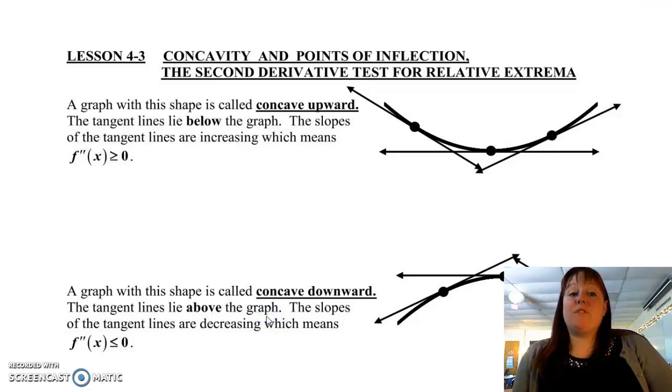All right, so we've learned about the first derivative test and what it can tell us about our function. Now we're going to talk about the second derivative and what the second derivative tells us about our function. So the first thing that we're going to talk about in this video is concavity.